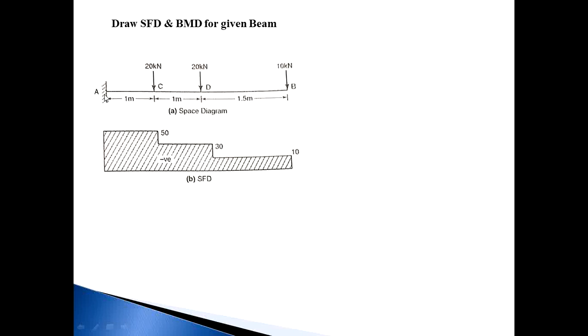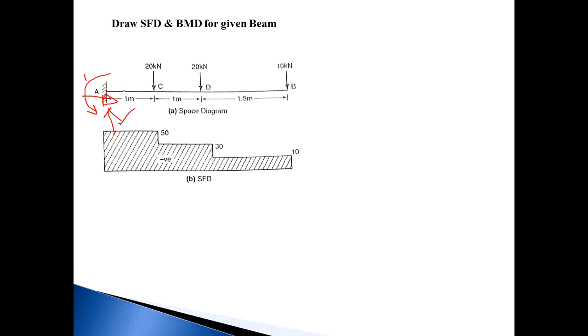At the fixed end there are three reactions: first a vertical, second a horizontal, and third a moment. This beam is only subjected to vertical forces. There is no horizontal force, so you get only RAV and MA. The reaction at A in the horizontal direction will be 0, so you do not need to calculate it. Only calculate the vertical reaction.